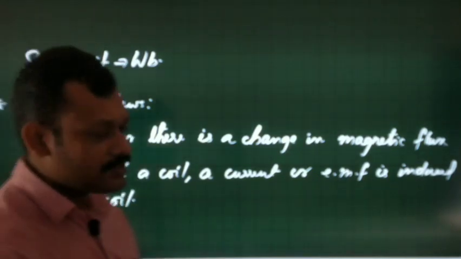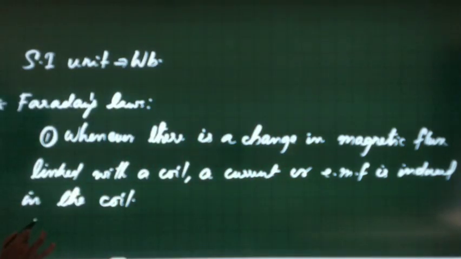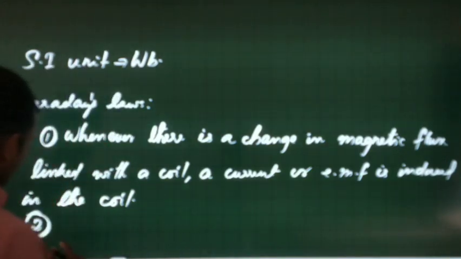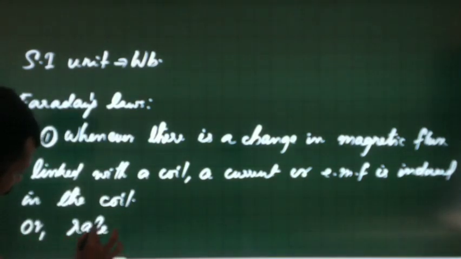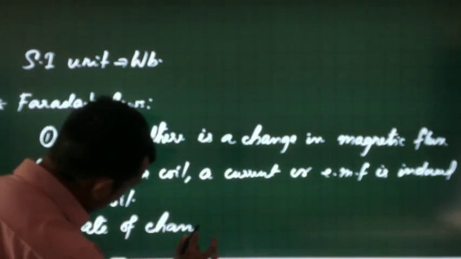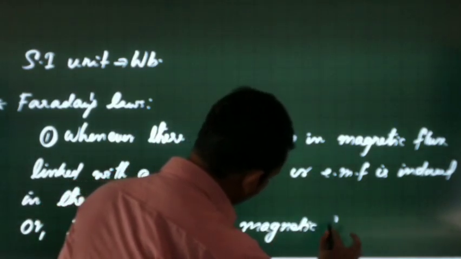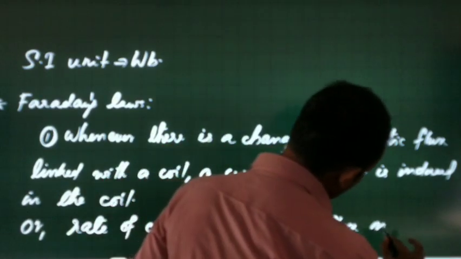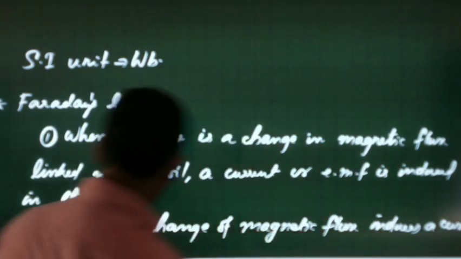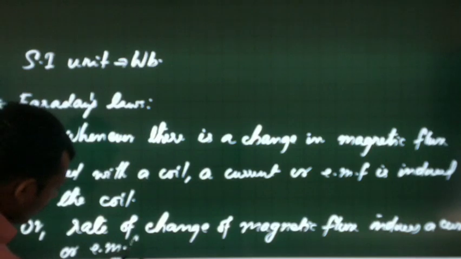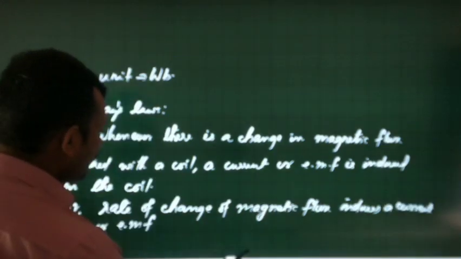Whenever there is a change in magnetic flux linked with the coil, a current or EMF is induced in the coil. Or, otherwise said, the rate of change of magnetic flux induces a current or EMF. That is the first law.